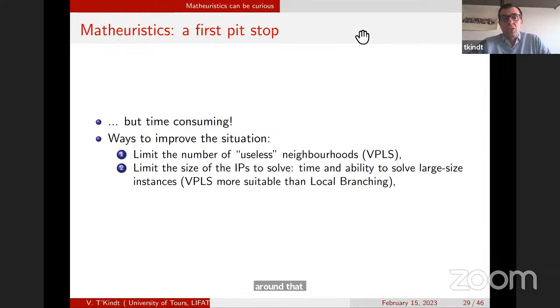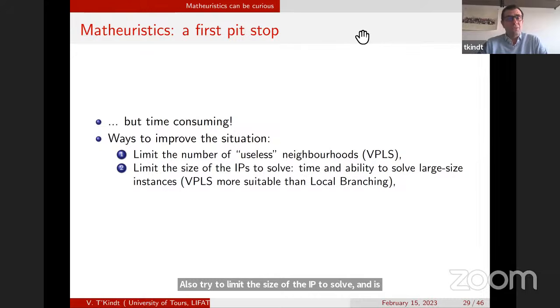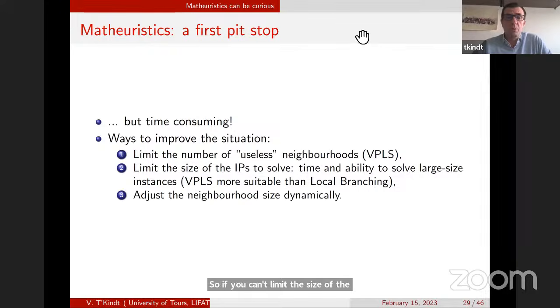Also, try to limit the size of the IP to solve. And in this sense, VPLS is more suitable than local branching, because with the Hamming distance, your neighborhood is really, really large. So if you can limit the size of the neighborhood, you'll save time also. Another option is possibly to adjust the size of the neighborhood dynamically, maybe starting with small size neighborhoods and then considering larger neighborhoods in the end. Possibly it's a way to save time without losing efficiency.